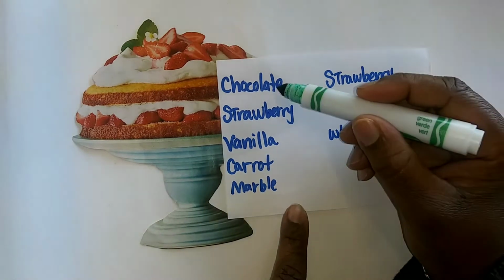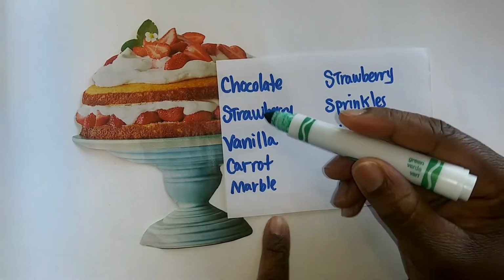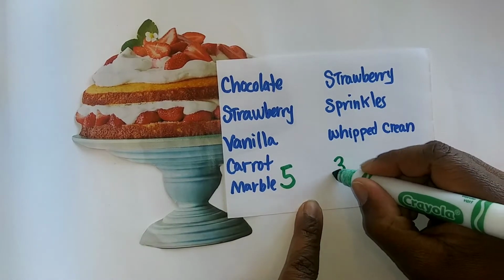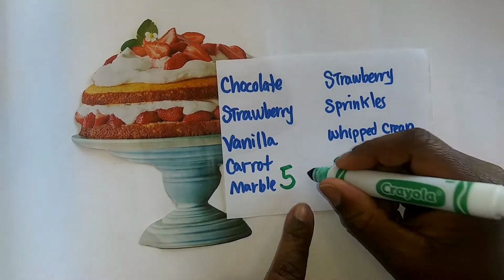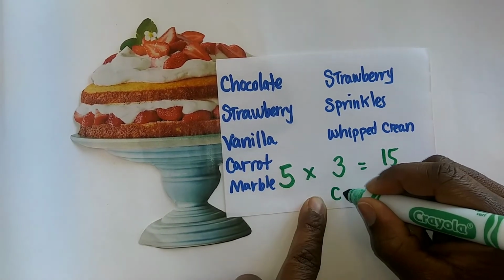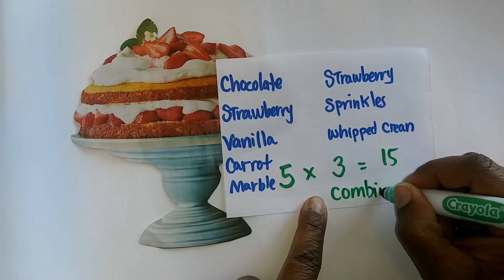The easiest way to do it is to count how many of the first option you have. In this case it will be 5. How many do you have of the other options for the toppings? That would be 3. If you multiply 5 times 3, you should see that there are 15 possible combinations.